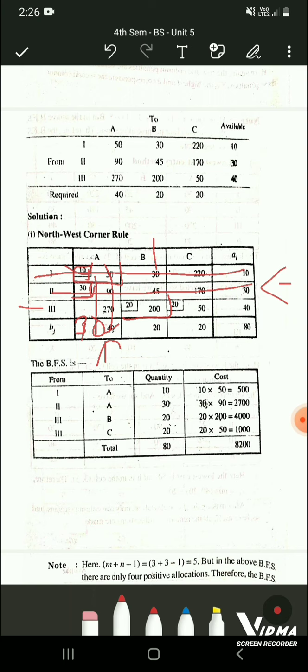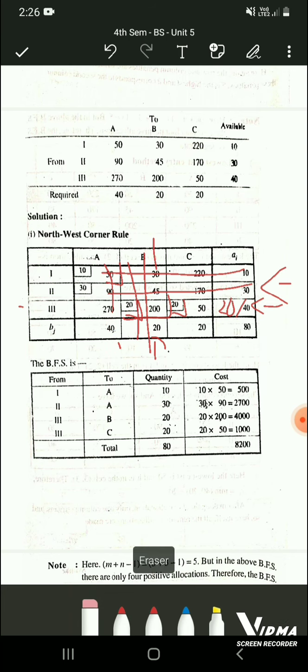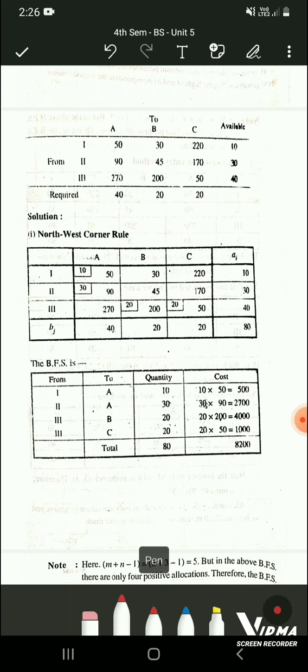Again, to make the allocation, you have to check the minimum value between 40 and 20. Your 20 is the minimum, so this is completely vanished, and here 20 is remaining. Therefore for the last cell the allocation made is 20. So you can see all the requirements are fulfilled.